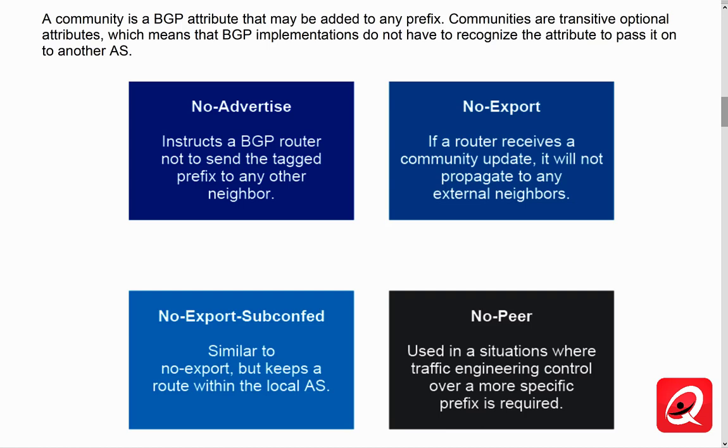Community is basically a label that gets attached to BGP routes. A few of these labels have predefined meanings. The well-known communities are listed here on the diagram. No export, which is hex FFFFFF01. I can't remember how many Fs there are, trying to think of how large the field is. Yeah, that's how big it is. So that would be the no export.